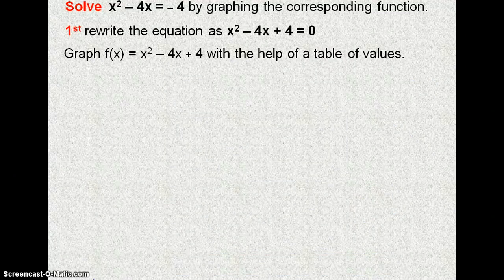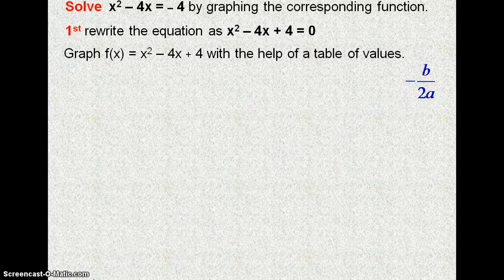Okay? So try another one. X squared minus 4x equals negative 4. We want it to always be equal to 0, so we move this negative 4 to the other side. At this point, you could put it in your graphing calculator, and we'll talk about the graphing calculator in class. But we're doing it by hand, because it's important you can do it by hand.